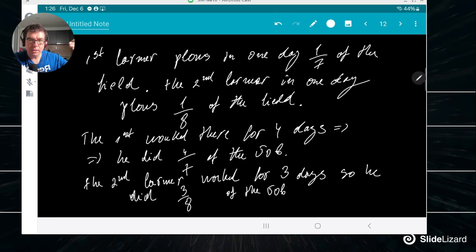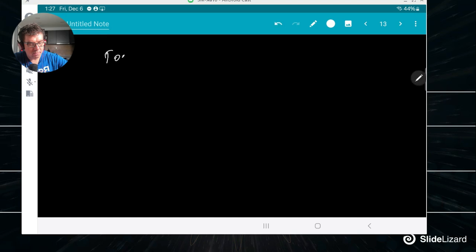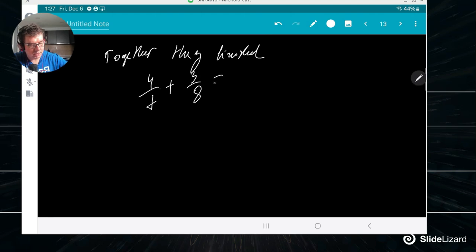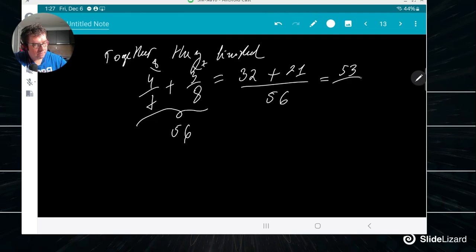So together they did the sum of the work each of them did individually, right? So 4 sevenths plus 3 eighths. This is the amount of work they did together. Now we find the common denominator 56. Here we expand by 8, here we expand by 7. So 4 times 8, 32, plus 3 times 7 is 21, over 56, which is 53/56 of the job.